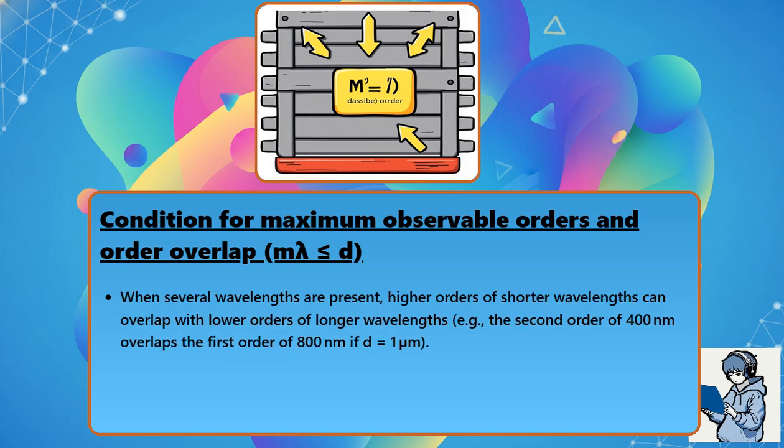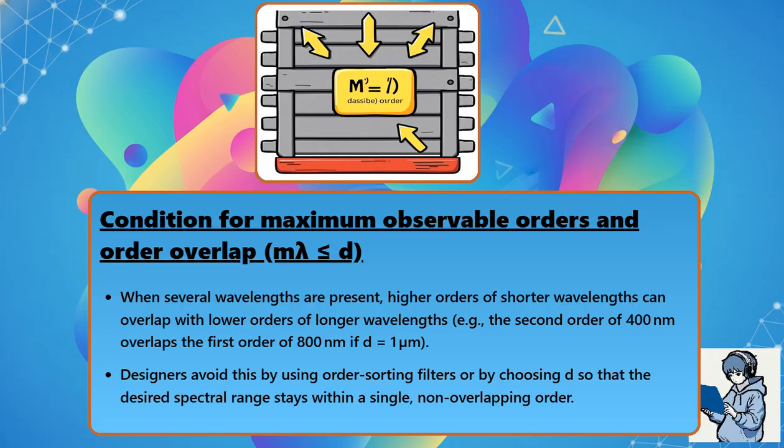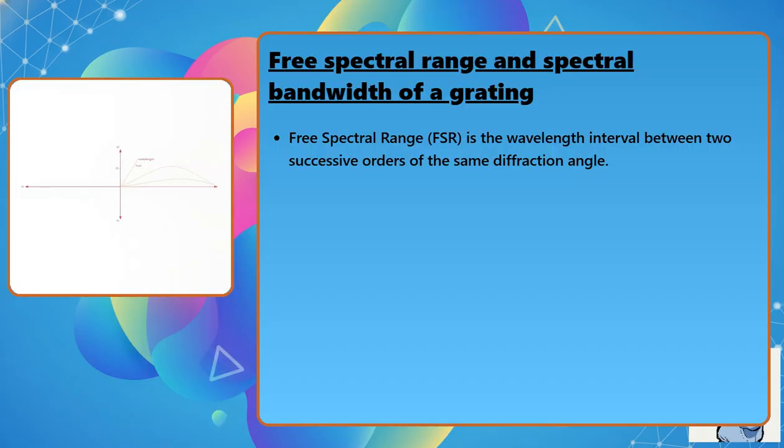When several wavelengths are present, higher orders of shorter wavelengths can overlap with lower orders of longer wavelengths. For example, the second order of 400 nanometers overlaps the first order of 800 nanometers if d equals 1 micrometer. Designers avoid this by using order sorting filters, or by choosing d so that the desired spectral range stays within a single non-overlapping order.